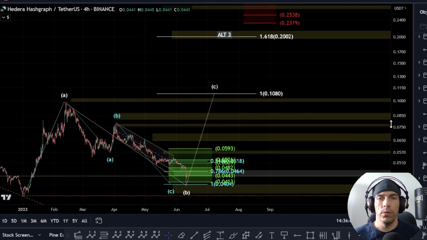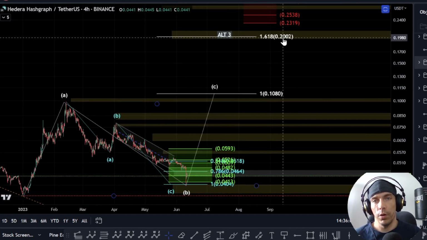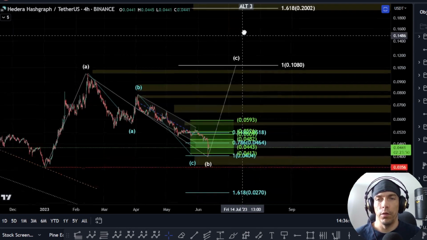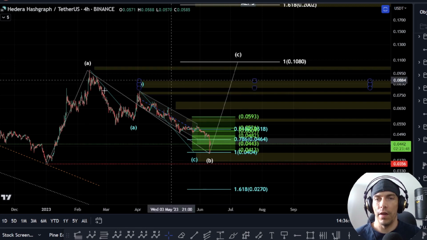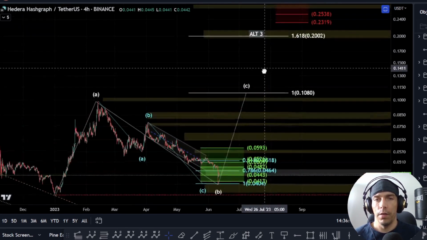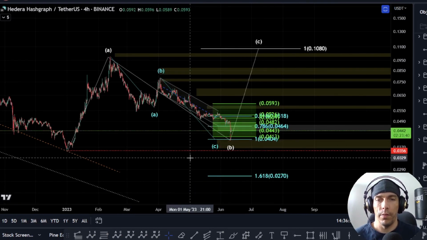Now, if we do see price actually look to push to the upside even higher towards this 1618, towards this 20 cent region, this would give us the potential of a third wave in this location. But obviously there's a lot of things that need to happen before we actually start looking at that. But it is technically a target that we could actually look to reach as long as we manage to hold this zone of the 0356.